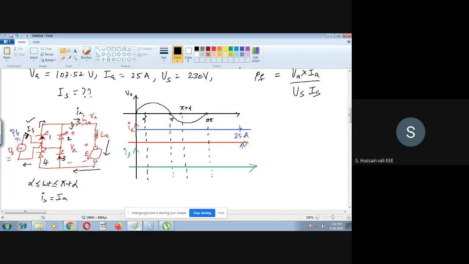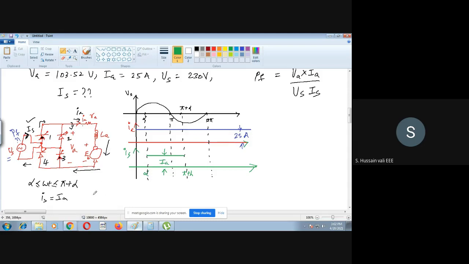Then we will draw the waveform of IS from alpha to pi plus alpha. What is its value we got just now? We got its value as IA. So we'll write here it is IA. This height is IA, from alpha to pi plus alpha. We got that. Okay, and then what's next?